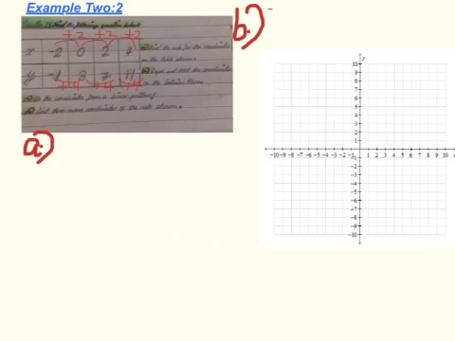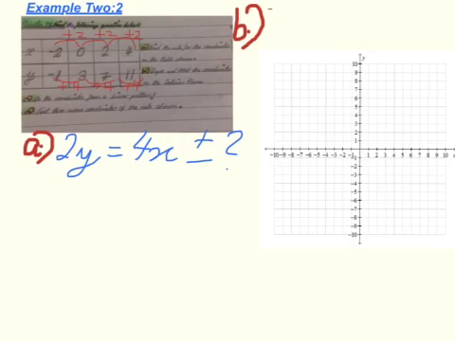Example 2. Question 2. Find the following. Part A. Find the rule for the coordinates on the table shown. As we can see, now the difference in x is plus 2. So the difference between the y values is 4, which means 2y equals 4x plus or minus something.